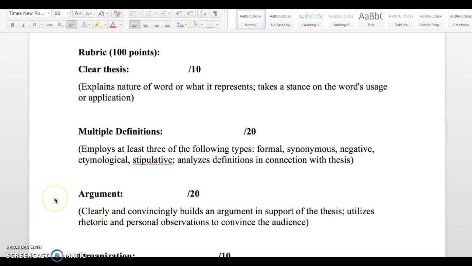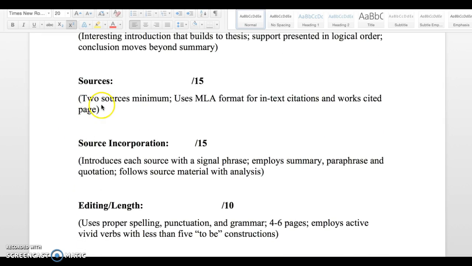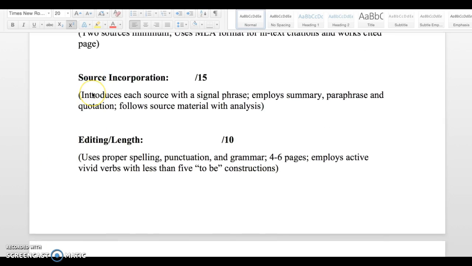I'm also looking at your argument. So are you using rhetoric, and observations and support to build the point that you're trying to make and convince people of your stance about the word? I'm looking at the introduction, body, and conclusion, as I always do. I'm looking at the two-source minimum, and then also the MLA format for both in-text citations and works cited page, which you'll learn more about in the module. And I'm also looking for something we've also been working on, using a signal phrase, using summary, paraphrase, and quotation, and making sure that after you include a source that you don't just stop there, but you explain, analyze why you included it, how it furthers your point.